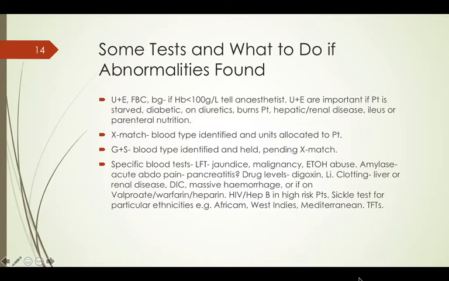Some specific blood tests, so liver function tests in people who abuse alcohol, if we're thinking about malignancy, liver mets, etc., jaundice. Amylase, a good one to consider in those with acute abdominal pain, query pancreatitis. Drug levels, clotting function in those with liver or renal disease. DIC may be as a result of pancreatitis, may be sepsis, so it's important there.